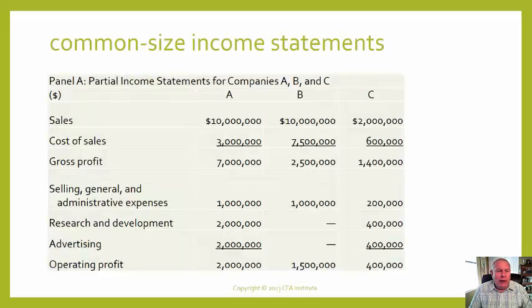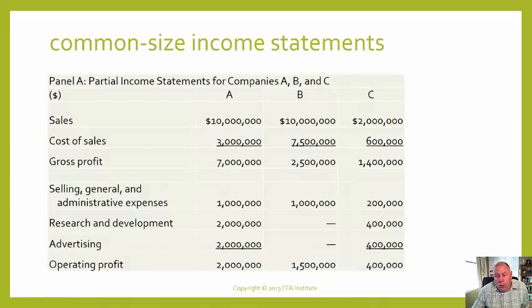So the first thing I want to start out with is what we call common size income statements. We have the same concept for the common size balance sheet, and what it does is make things more comparable. We can do this internally, period to period, and we can compare it to other businesses and to the industry. In this example, we've got three companies, all with $10 million in sales but different cost of sales. It's really hard to compare these.